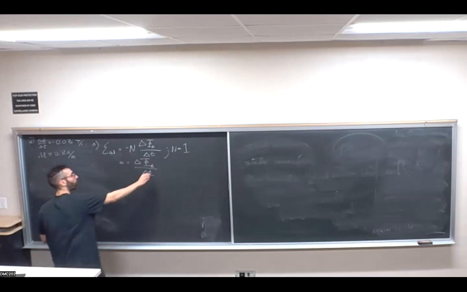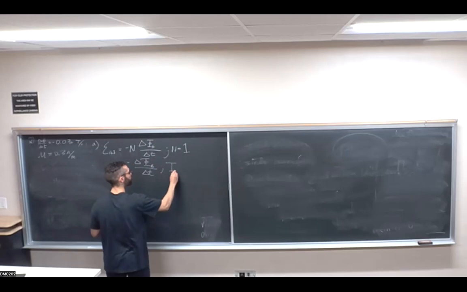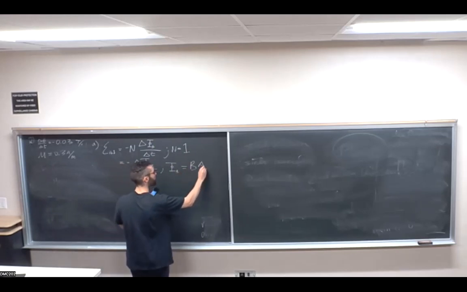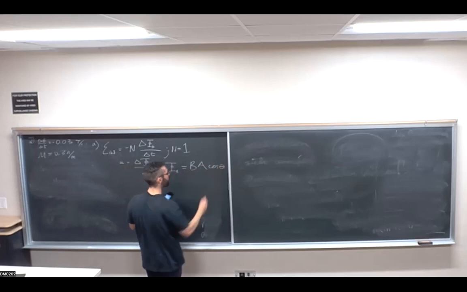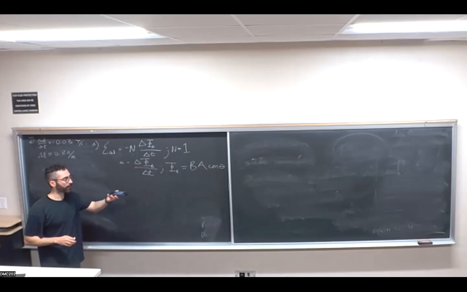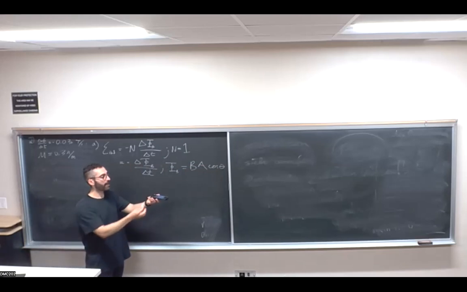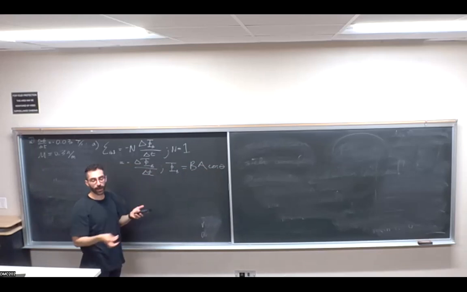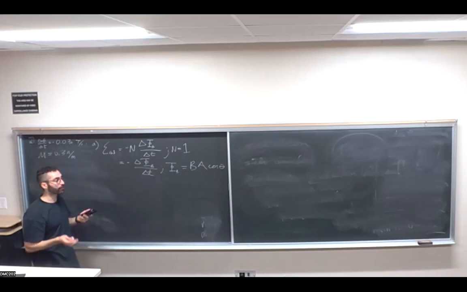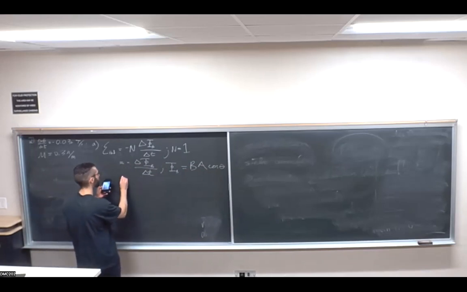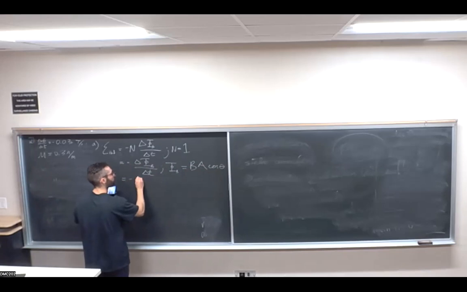Now we can plug in. Flux is equal to BA cosine theta. What's the angle between B and A? In this case, it's 0. We have the loop flat, so the A normal vector points straight up, and the B vector is also coming straight up. So the angle between them is 0, cosine 0 is equal to 1. So we can just replace this with minus delta (BA) over delta t.